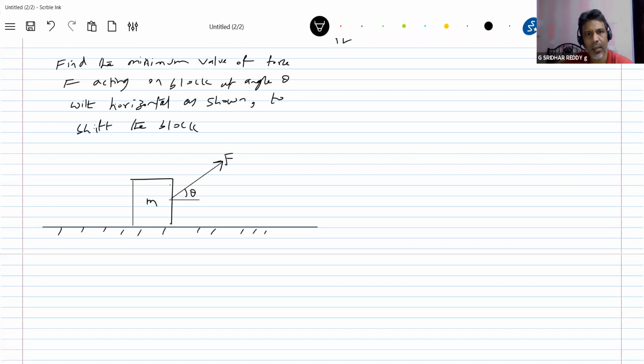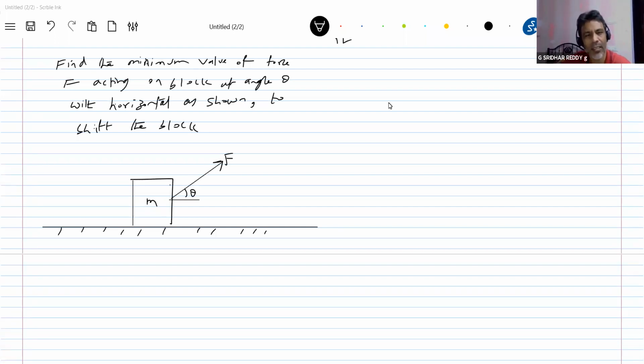So is it a pull or a push force? It's needed in some applications. That's why we have that information. Now you have to find out the minimum value of force F that should be applied on the block so as to shift the block.